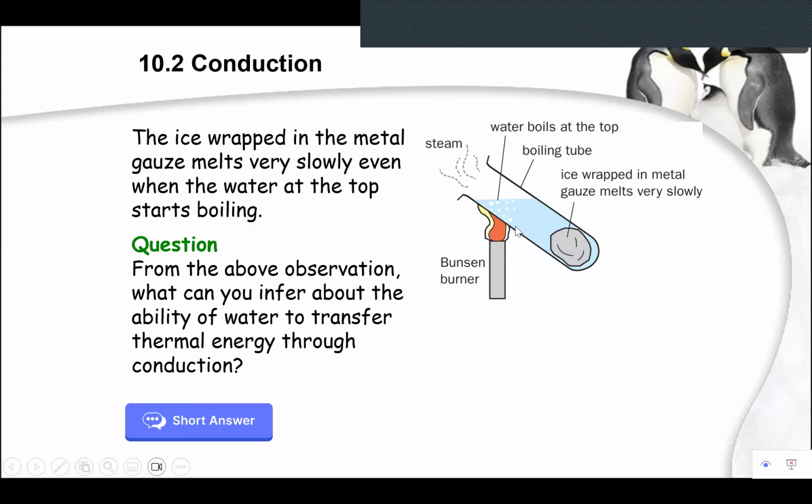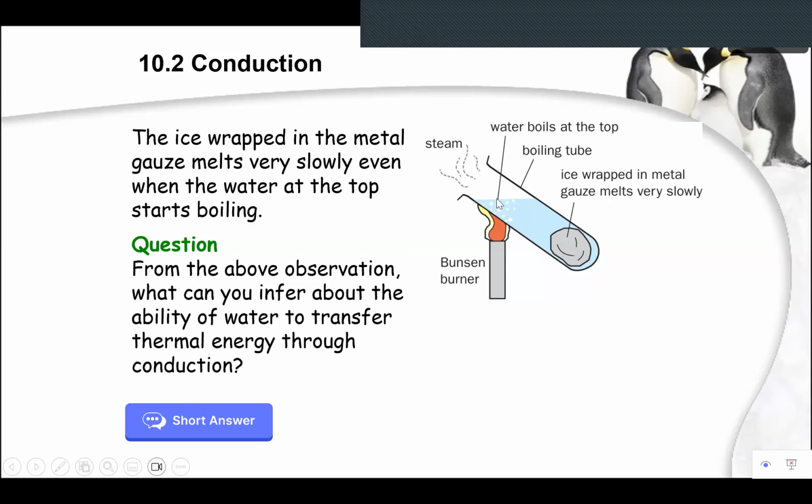Then it was observed that if I put a Bunsen burner at the top part of the boiling tube, the water at the top boils, but the ice doesn't melt. What is happening here? You must be able to understand that. There is heat energy, thermal energy, over here. This region is hot, and we know that based on thermal equilibrium, the thermal energy will always flow from a region of higher temperature to a region of lower temperature. So it's hot here and it's cold at the bottom with the ice.